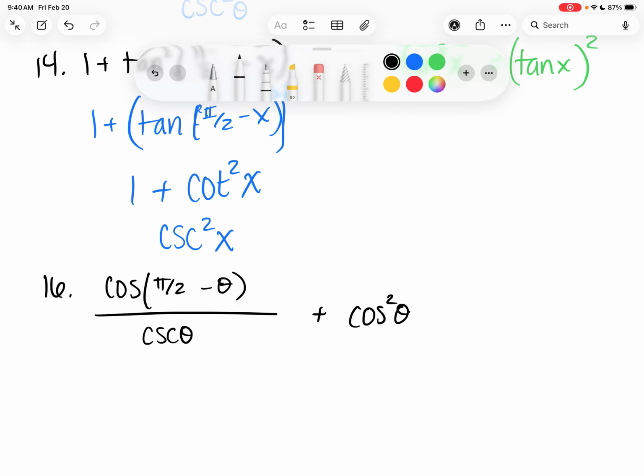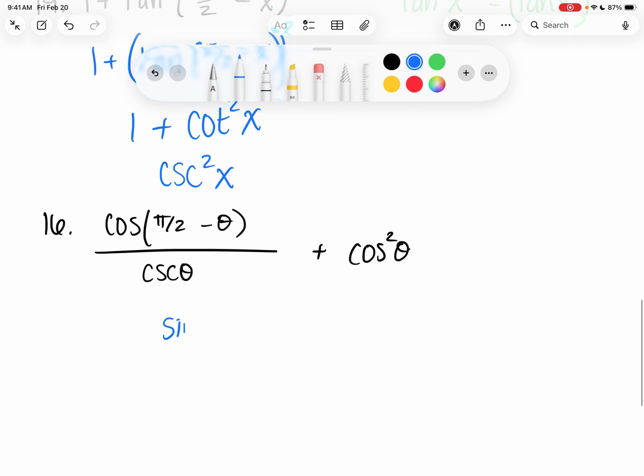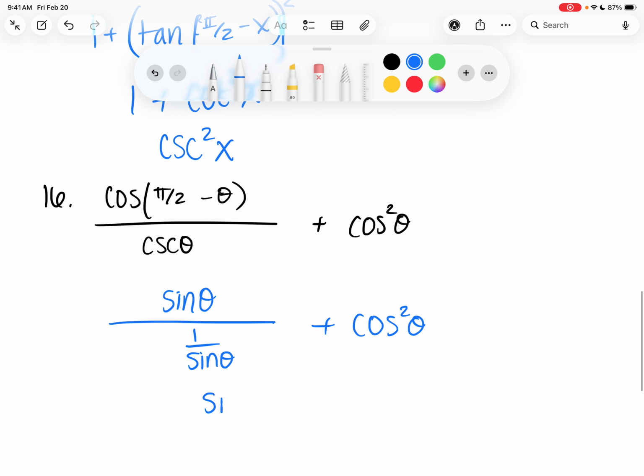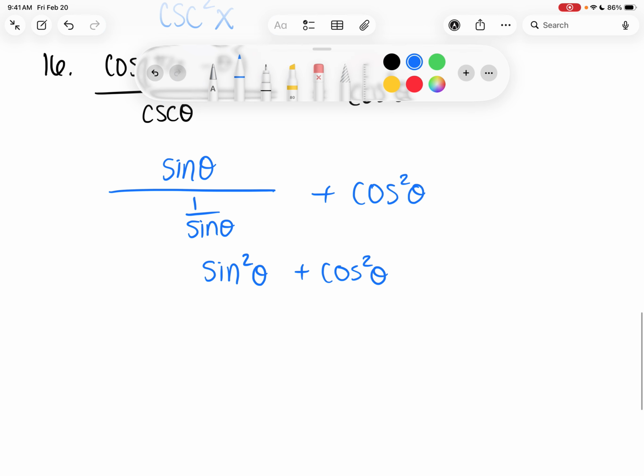So, cosine of pi over 2 minus theta is what? Sine of theta. Now, to save a step of writing, I'm also going to consider how I can rewrite cosecant. 1 over sine of theta. So sine theta times sine theta. Yep, so when we keep change flip, we have sine theta times sine theta. So we have sine squared theta plus cosine squared theta, which should be your very first Pythagorean identity. 1. Oh, it is.